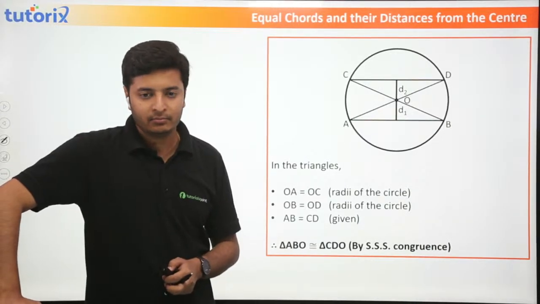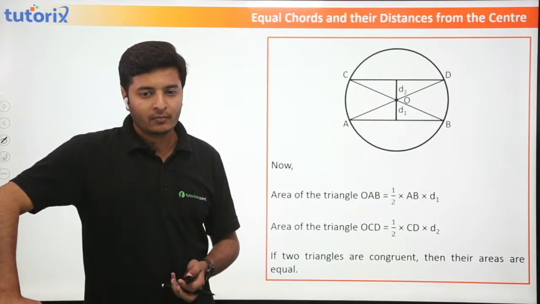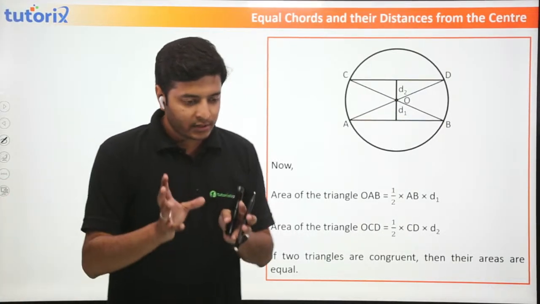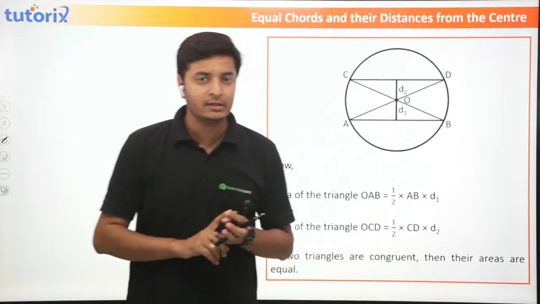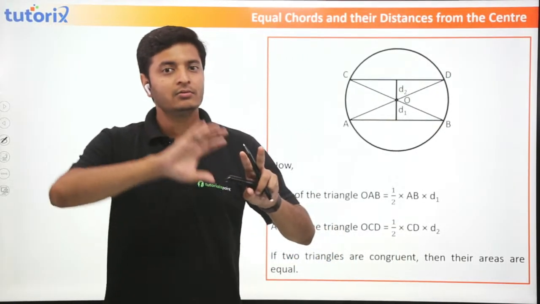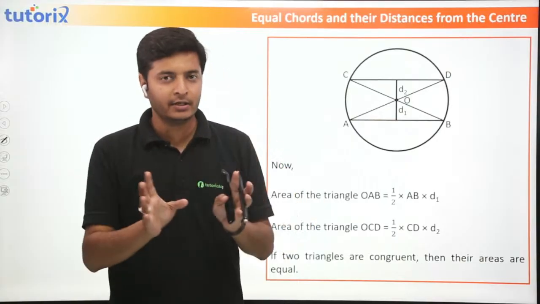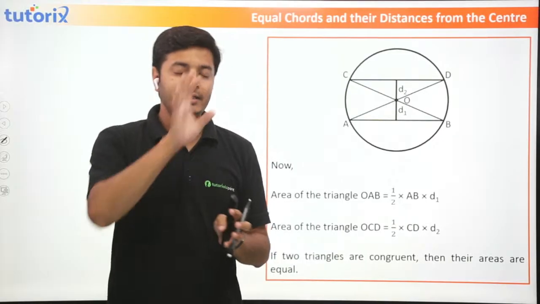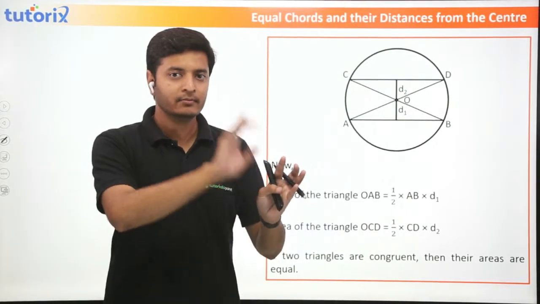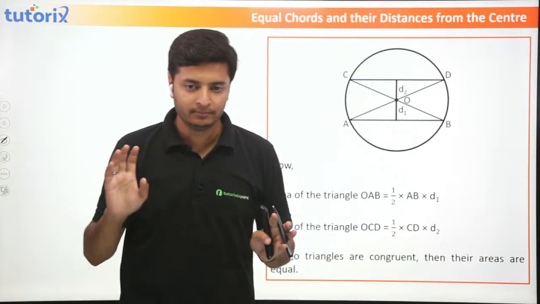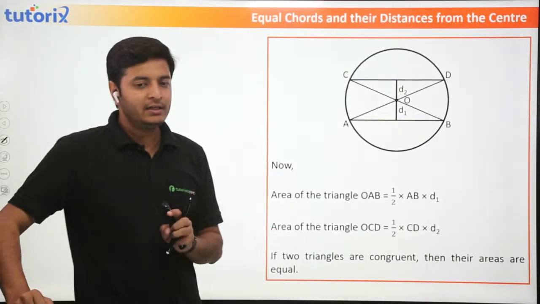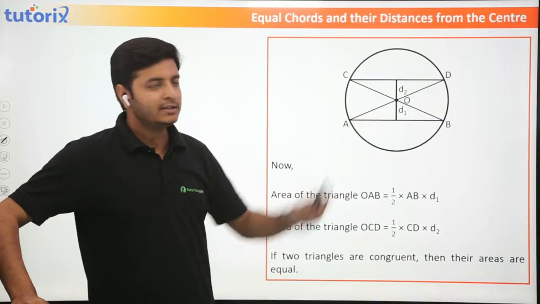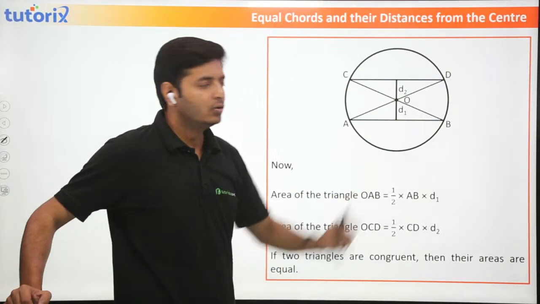Why are we proving that they are congruent? Because we are going to apply this thing. When two shapes are congruent to each other, they have the same shape and also the same size. Same shape we understood, circle, circle, triangle, triangle, same. Size means that the area of the first figure is equal to the area of the second one. If the areas of these two triangles OCD and OAB are equal, then first let's find the area of this triangle OCD.